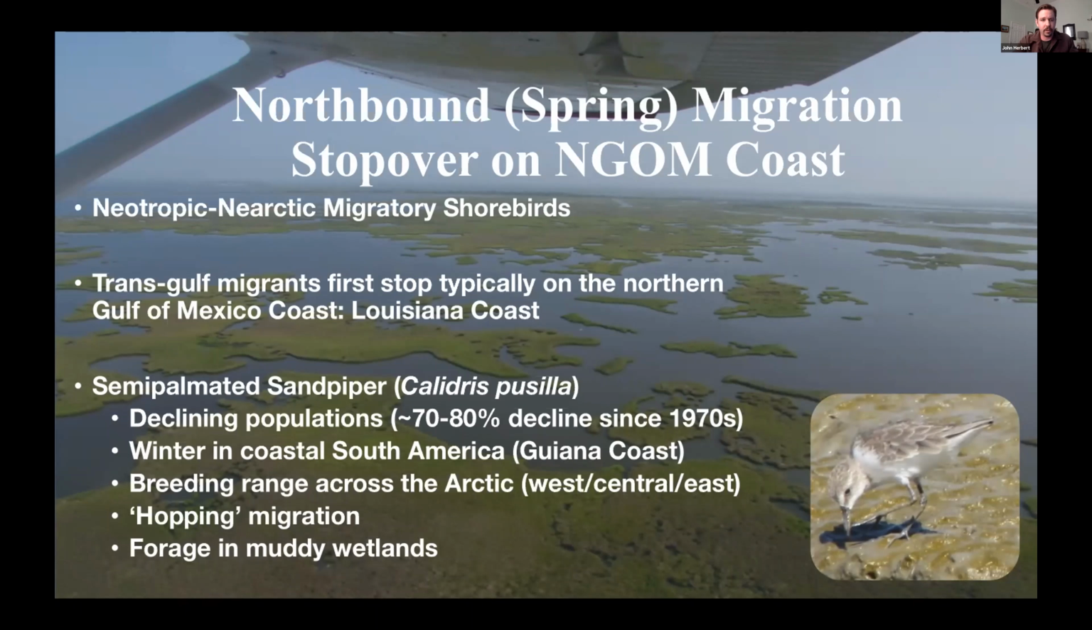And so here, this backdrop picture, this is an aerial view of Louisiana, and a lot of the coast looks like this now. It's salt marsh habitat, so these muddy habitats that these particular shorebirds like, and many other shorebirds prefer, is limited on this coast.